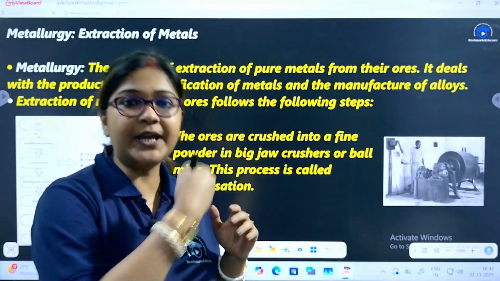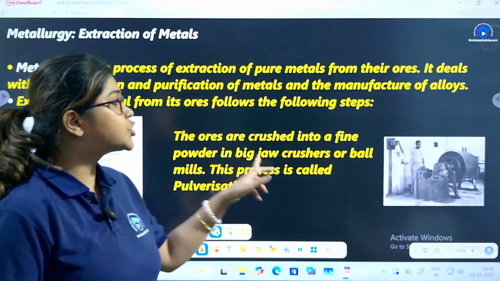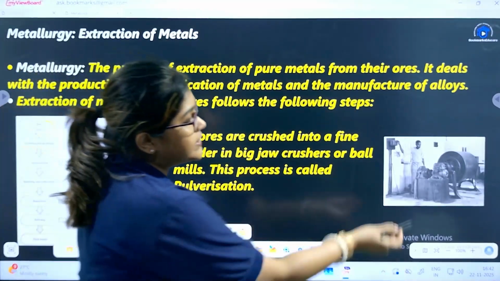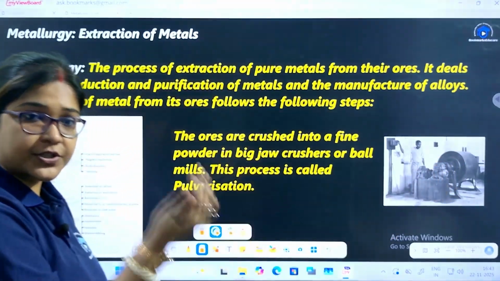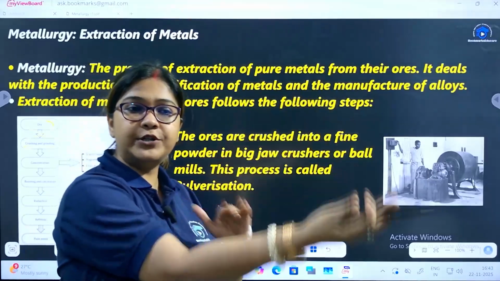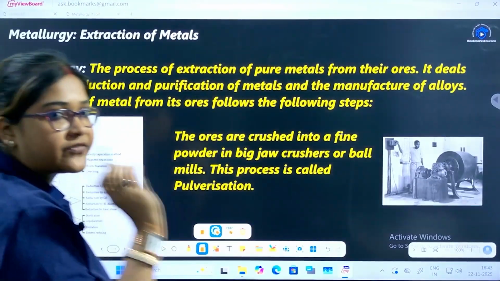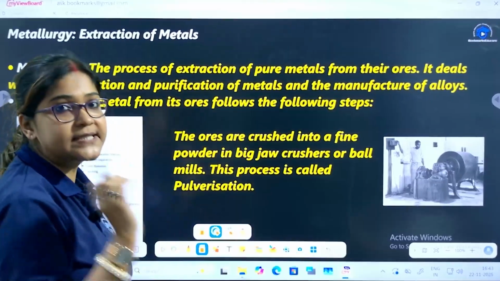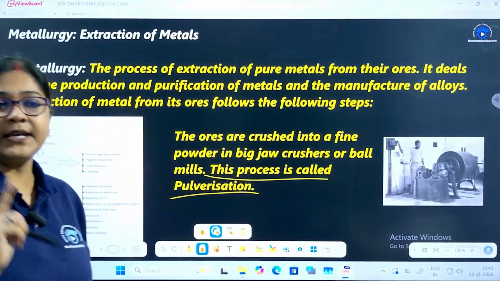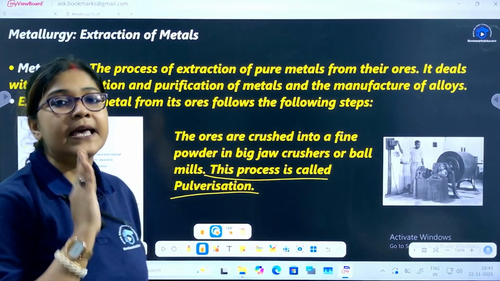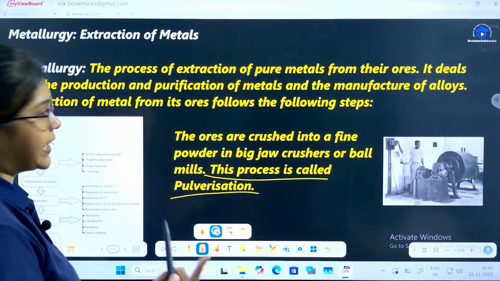This crushing and grinding is generally done in ball mills or jaw crushers. Here you can see a picture of a ball mill and jaw crushers. You just insert the ore into the ball mills. It will crush it to finely divided particles, and the process is known as pulverization. The crushing and grinding of the ore is known as pulverization. So the first step is crushing and grinding.